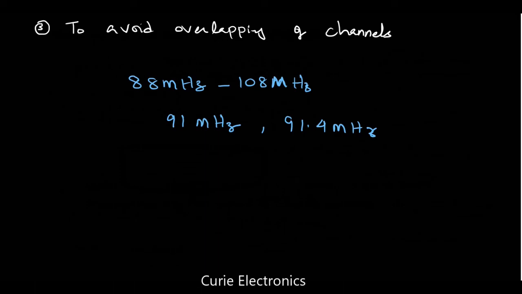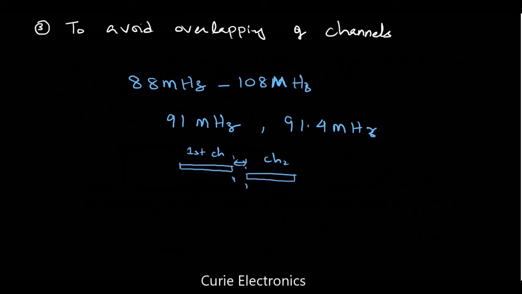Assume that this is your first channel, and this is the second channel. But there is a gap between these two channels. So this much gap is there between the two channels. This is to avoid interference and overlapping of signals.